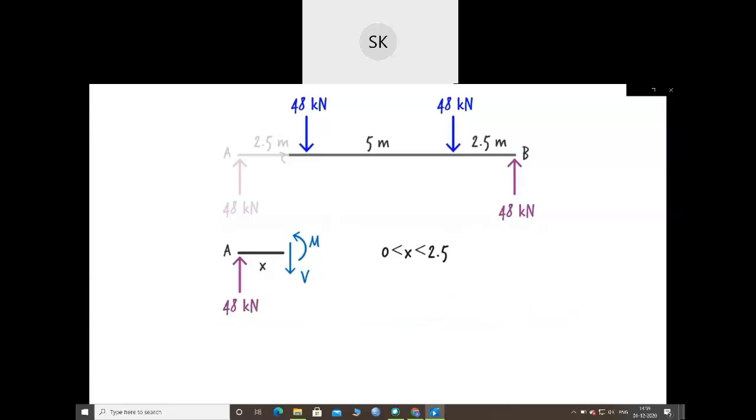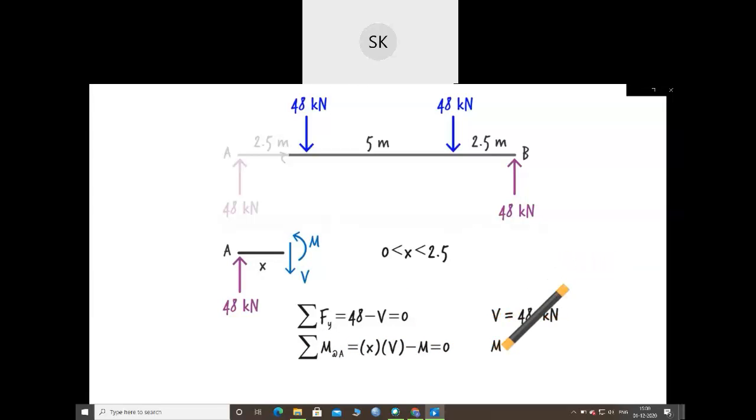Now we write the two equilibrium equations. The algebraic sum of the forces in the y direction must be 0, and the sum of the bending moments about point A must be 0. Solving these equations for V and M, we get. Note that in this case, shear is constant throughout the entire segment. Shear is not a function of x. Bending moment, on the other hand, does vary with x.